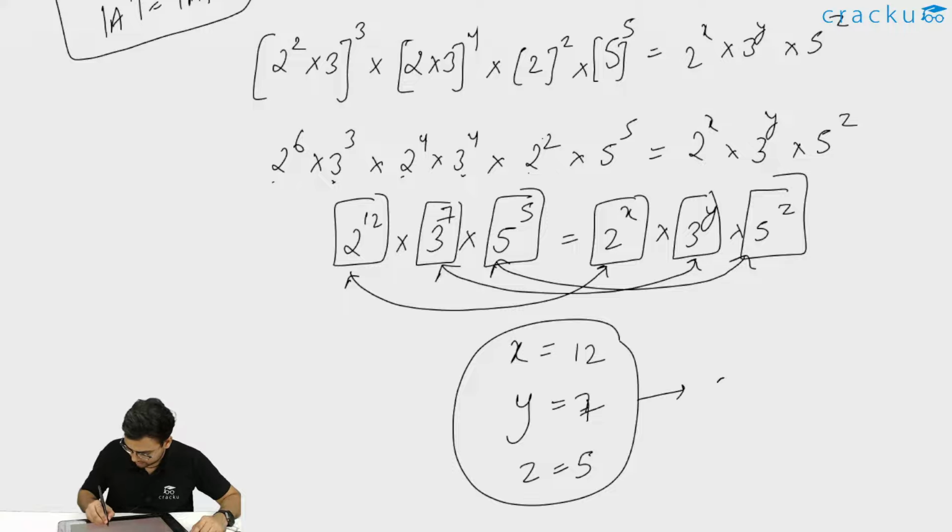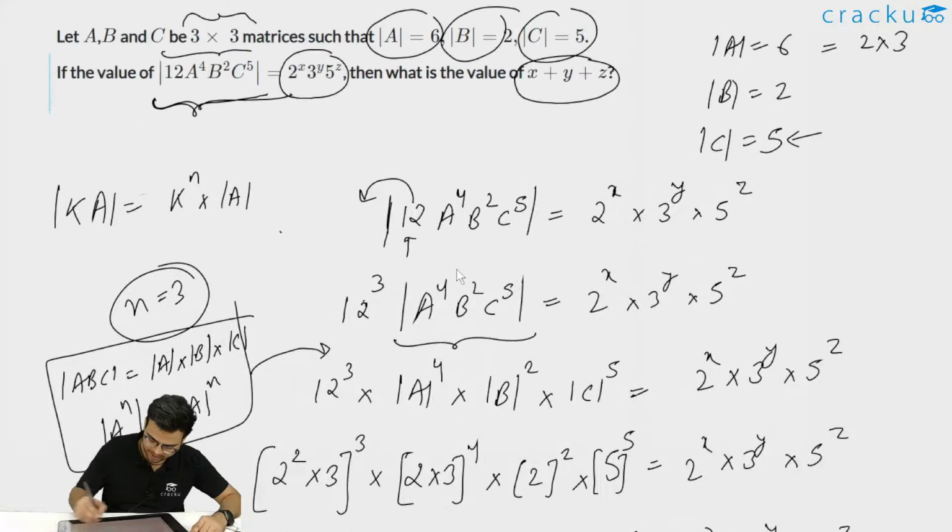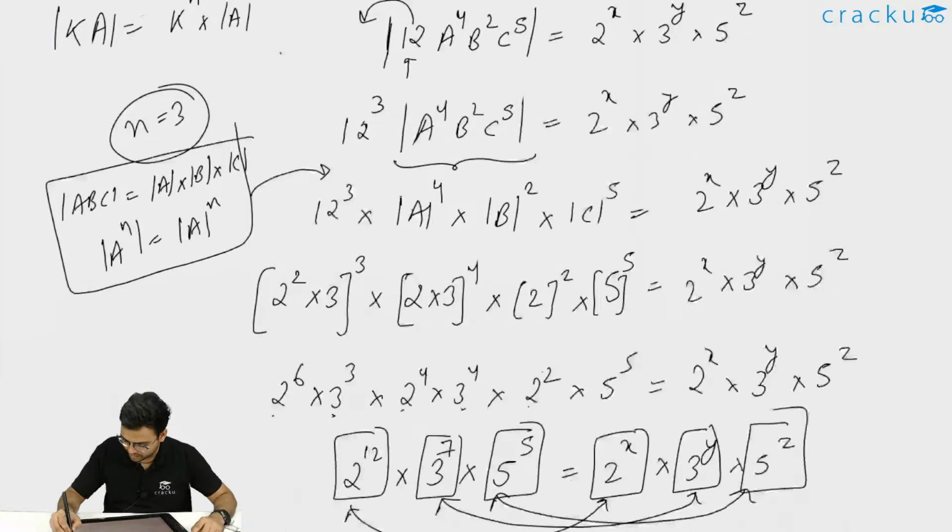So what is the value of x plus y plus z? It is 12 plus 7, 19, 19 plus 5, 24. So x plus y plus z is equal to 24. So our correct answer will be x plus y plus z equal to 24. If you have any doubt in this one, you can ask.